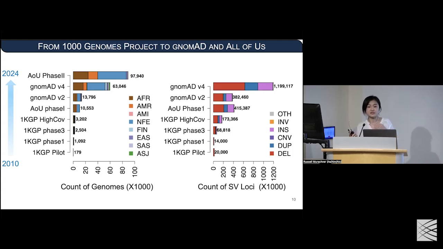But because some of the samples are related, and some of them lack proper consent from the donors to release their data, we finalized the releasable data set to include about half of the samples. And in terms of the SV loci that we are now aware of that exist in human genomes, they increased from 20,000 to now, in gnomAD v4, about 1.2 million SV loci.